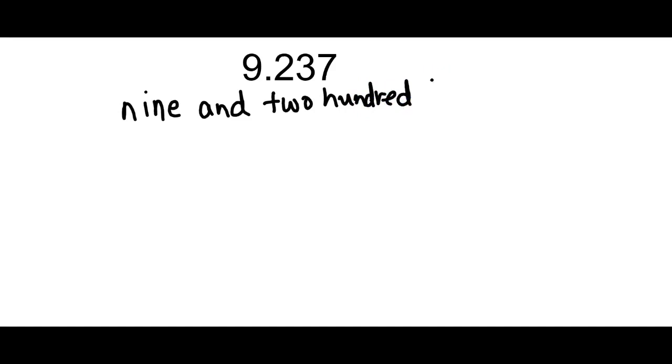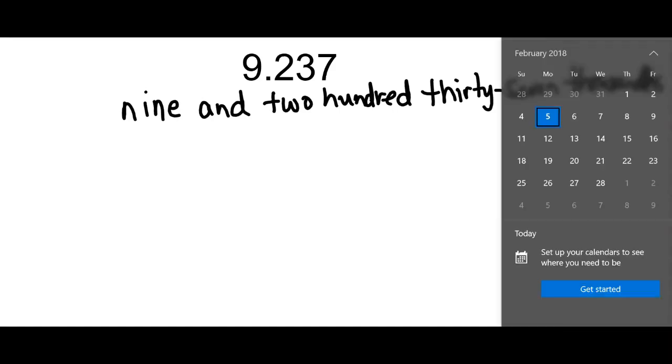So we have the number 9.237. We'll start with word form. When we say this number out loud, we say 9 and 237 thousandths. So when we go to write that in word form, we start with the 9. We need to make sure we have the "and" for the decimal point, and then 237 thousandths. And there's our word form.